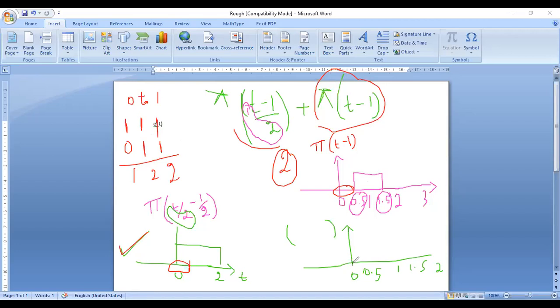So at 0, my amplitude is 1. I'm just plotting it. And at 0.5, my amplitude is 2. And at 1, my amplitude is 2. So if I connect, since it is a continuous time signal, I'll be getting the graph like this. Then I have to solve the next interval.